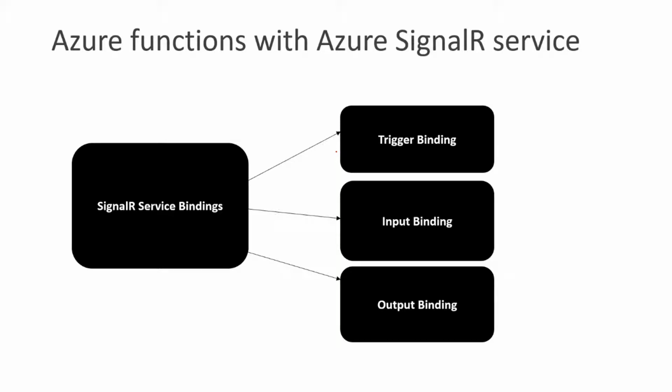And the third one is the output binding. Why do we use the output binding? To broadcast the message, or whatever data is coming from an external service, to all connected clients. So in our case, we'll be using the input binding as well as the output binding so as to propagate the data to all the clients.